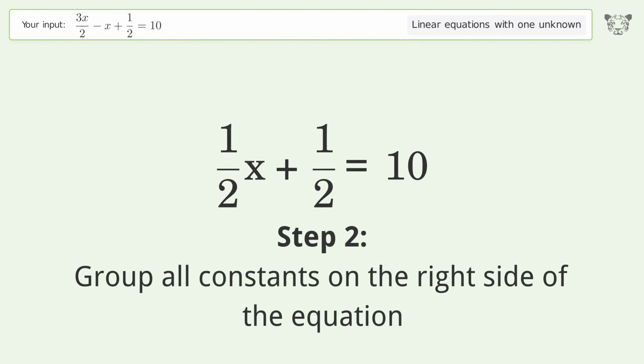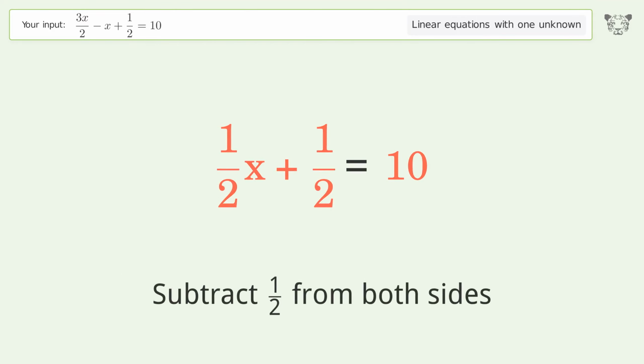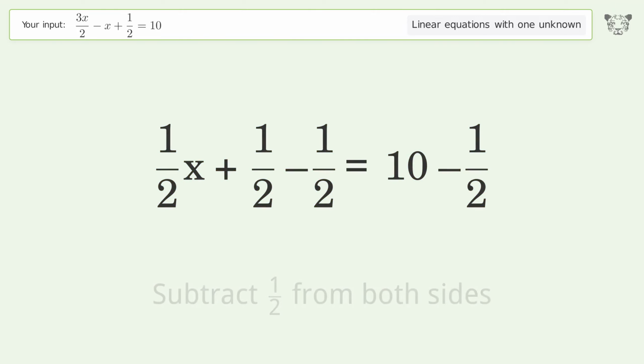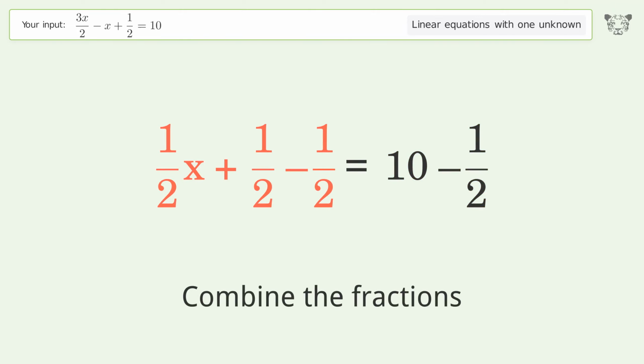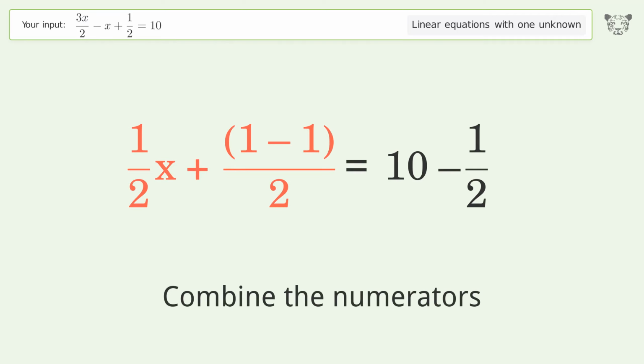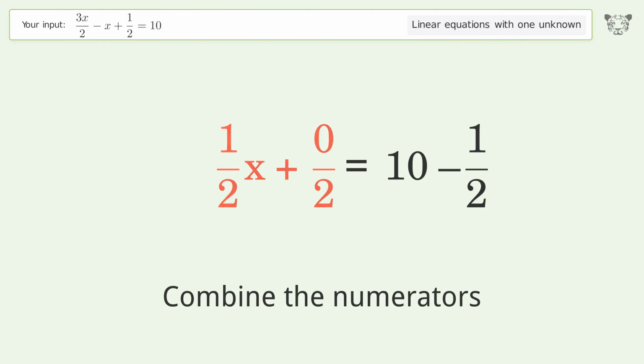Group all constants on the right side of the equation. Subtract 1 over 2 from both sides. Combine the fractions. Combine the numerators. Reduce the zero numerator.